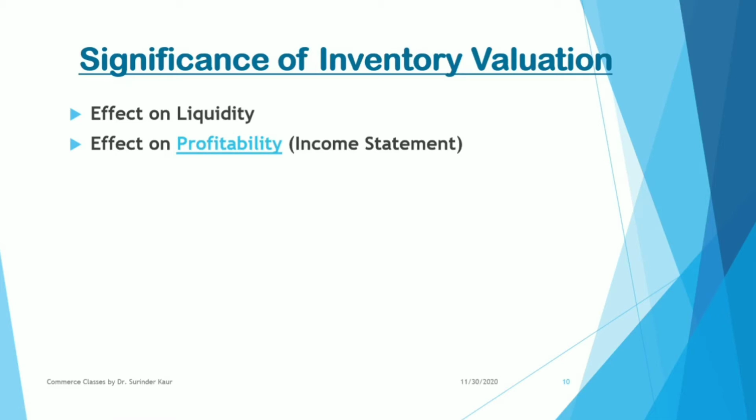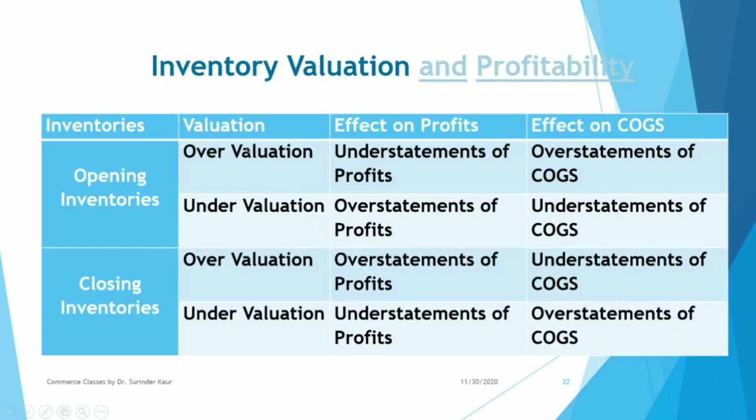So your opening entry is nothing but the closing inventory of last year. When we value the inventory properly, then only our income statement will be showing correct information. If your inventory valuation is incorrect, it will affect the profitability. Let us explore this profitability aspect a little further. So what is the profitability? Profitability depends on the valuation of inventories.